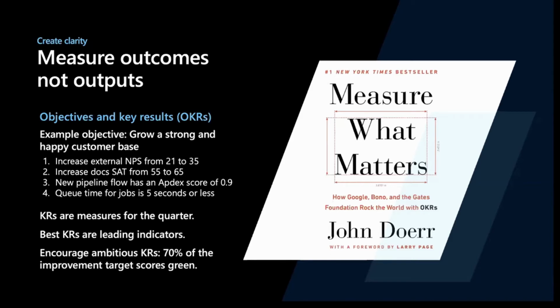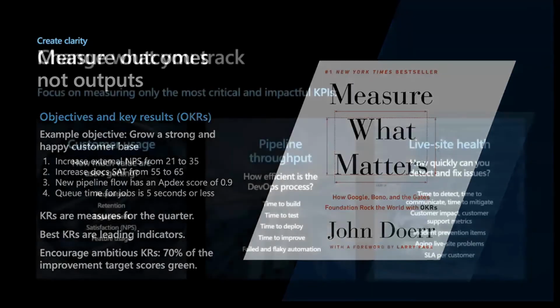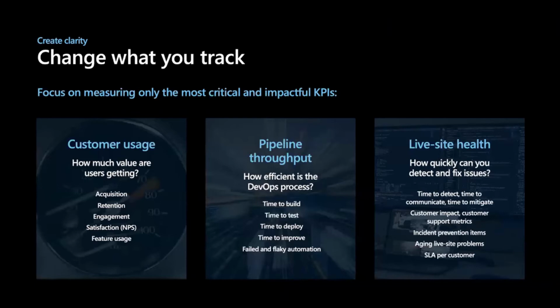The way Microsoft does them, they're measured on a per quarter basis. And the best key results are typically leading indicators because then you're planning for the future. You're generating that clarity for the future. So objectives and key results have been a key part of creating that clarity across the organization and the various engineering teams within Microsoft. But that then takes us to another question. What do we actually need to measure? What are the important things when we think about key results?